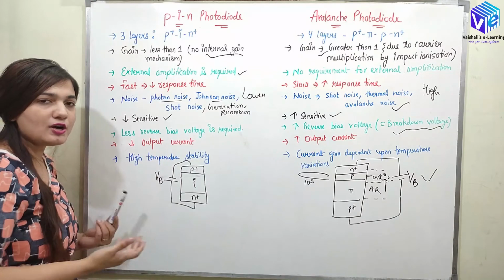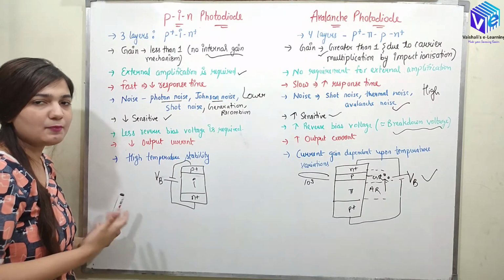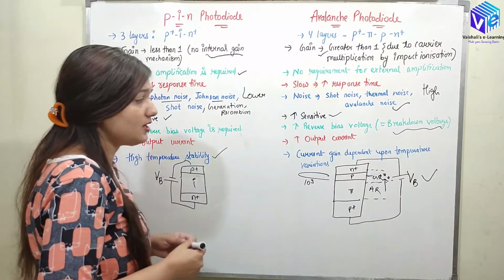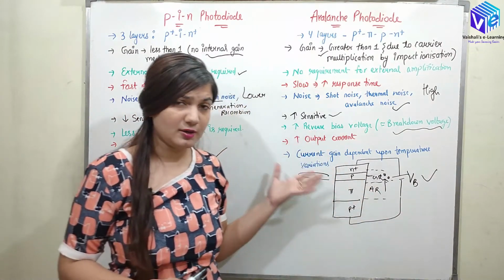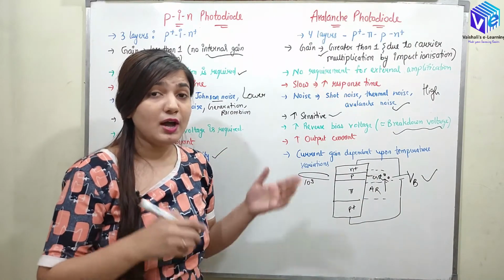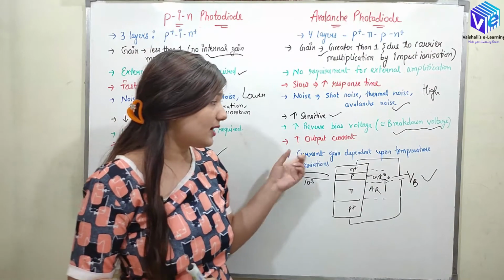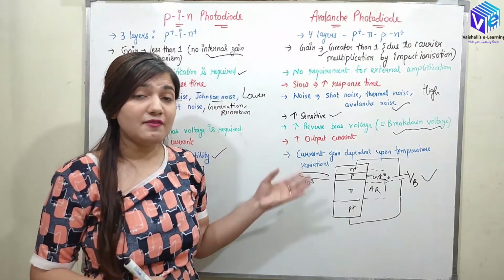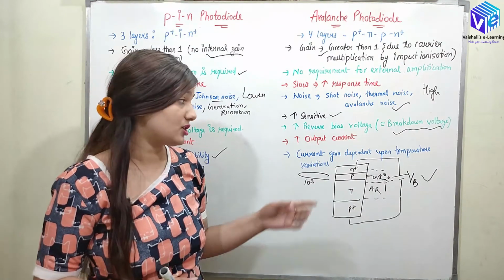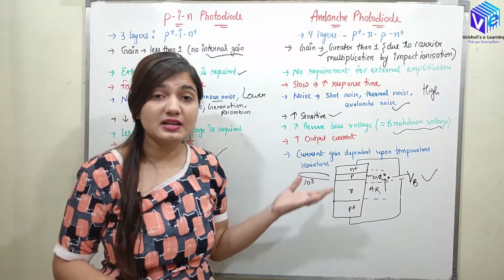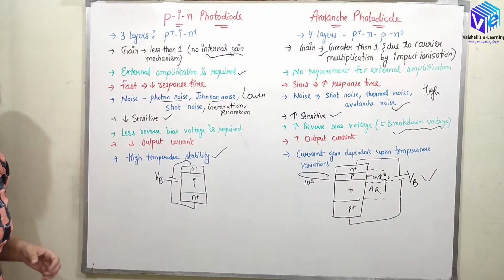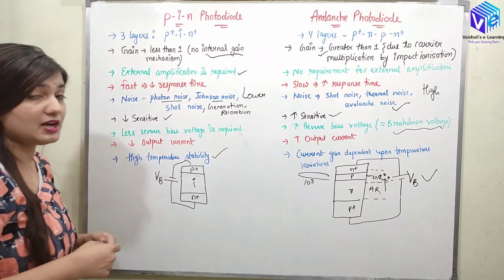The PIN photodiode does not depend upon the temperature fluctuation. It has higher stability towards temperature fluctuation. But I have already talked about the temperature dependence of the avalanche gain in the previous video. I hope all of you have seen that video. There I told you how badly the avalanche photodetector is affected by temperature fluctuations. So the current gain changes significantly with temperature fluctuations. I hope you understood the basic difference between the PIN photodiode and the avalanche photodiode.